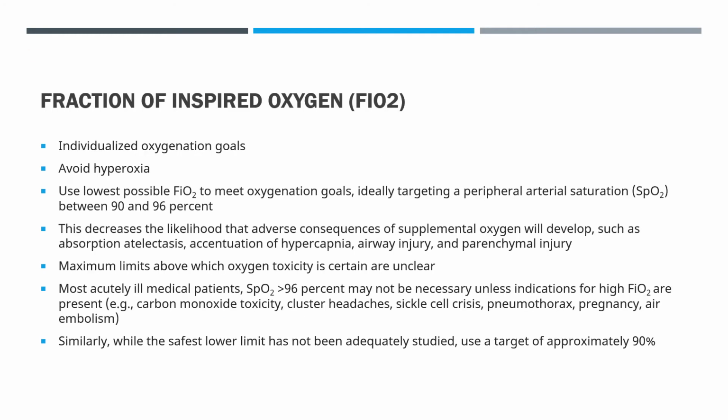In addition to PEEP, another important parameter which decides oxygenation is the fraction of inspired oxygen, or oxygen concentration. Oxygenation goals are individualized, but for the majority the goal is peripheral oxygen saturation between 90 to 96%. The lowest possible FiO2 should be used to maintain this goal. Hyperoxia should be avoided as it leads to several complications, including absorption atelectasis, worsening of hypercapnia especially in COPD patients, and airway and pulmonary parenchymal injury. It is uncertain at what level oxygen toxicity occurs.